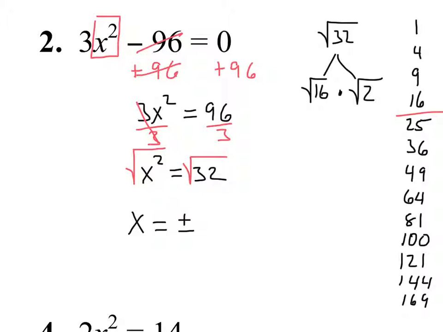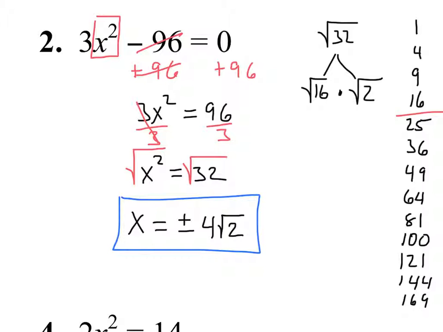We've broken it into the square root of 16 times the square root of 2. What is the square root of 16? 4. So therefore our answer is going to be positive and negative 4 square root 2. Okay? So, that is how we're working these guys.